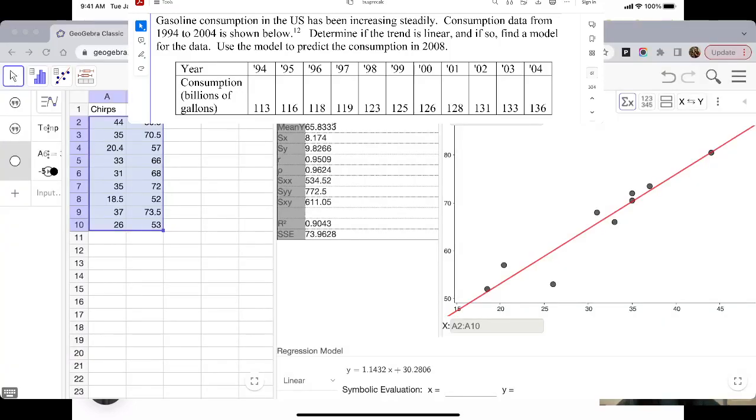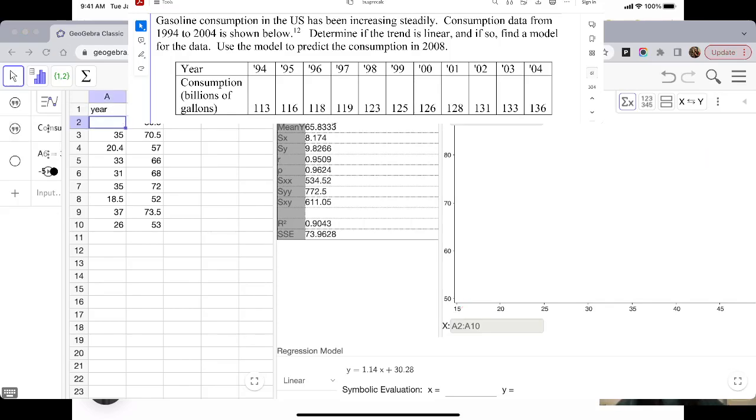Okay, so the first step after we open GeoGebra is to put the data in. So column A becomes the year, and then the next one would be the consumption, in billions of gallons. I'm going to pause the video and type in all of the data. Okay, I just finished typing the data. Did you type in the same thing as I did, or did you find some problem?